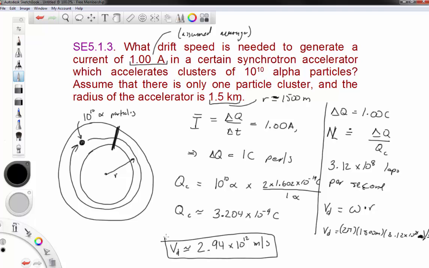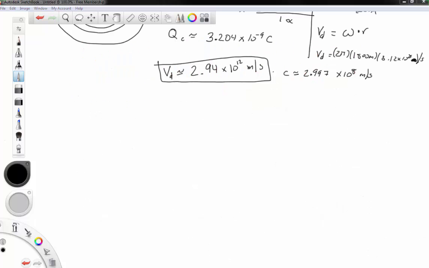So here's the thing about this speed that we just obtained. The universal speed limit, meaning the speed limit that you can't accelerate a particle to exceed by the known laws of physics, specifically by Einstein's relativity theory, is the speed of light in a vacuum, 2.997 and so on times 10 to the 8 meters per second. So in other words, it's not possible with this configuration to generate 1.0 amps of average current.